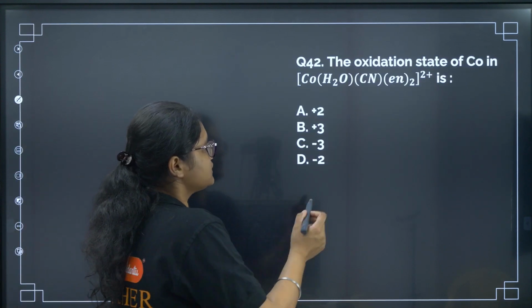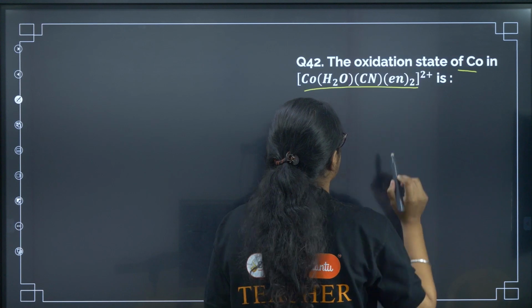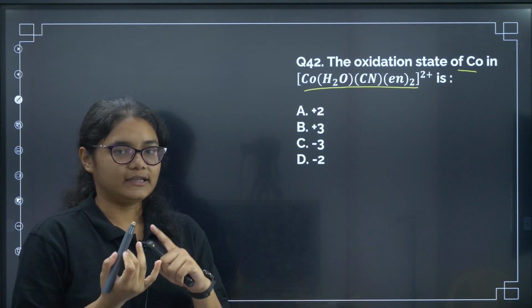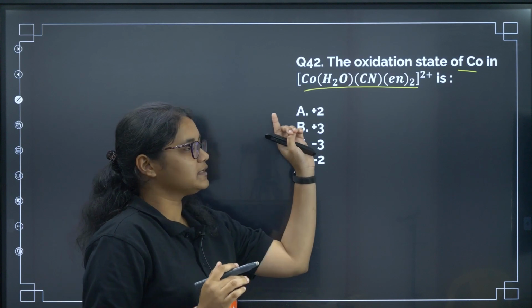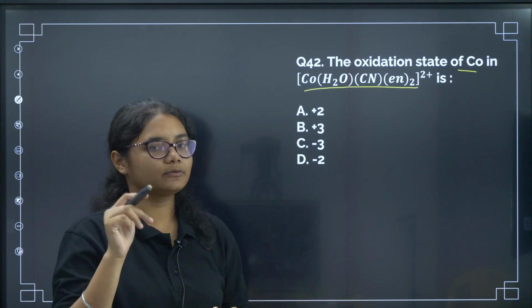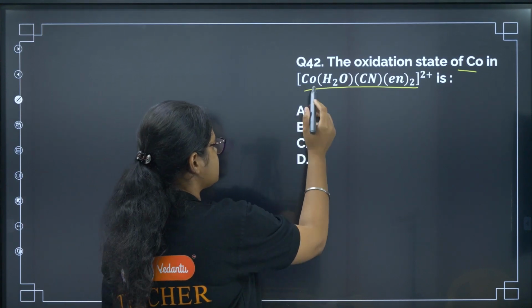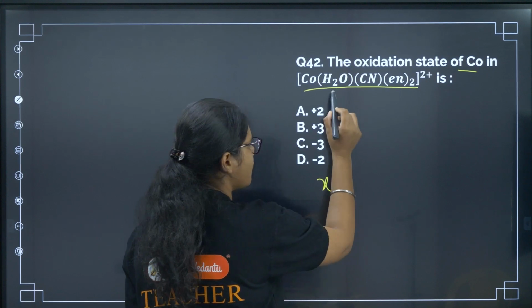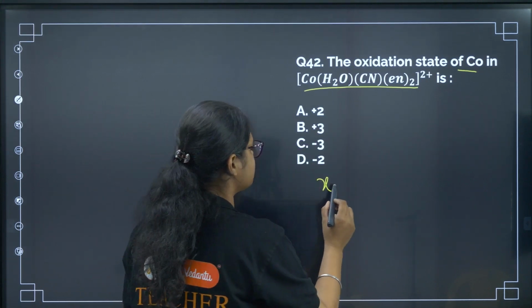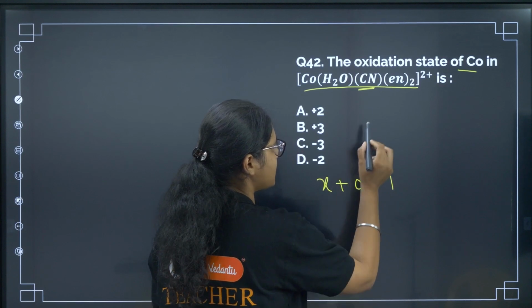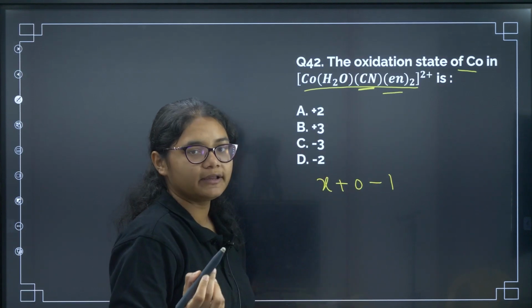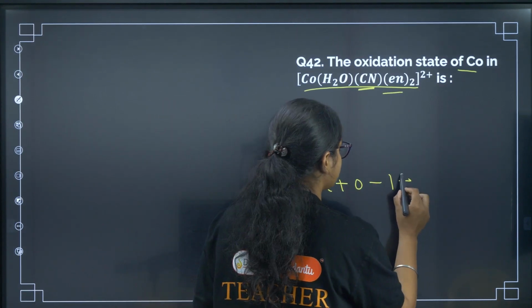Next, oxidation state of Co in this complex. So first of all, you should know the ligand charges, then only we can calculate the oxidation state. The metal whose oxidation state is to be calculated should be taken as X. So let the oxidation number of Co be X. Water is a neutral ligand, so its charge will be 0. CN is a negative ligand with -1 charge. En is again a neutral ligand. 2 en are there, so it will again be 0.